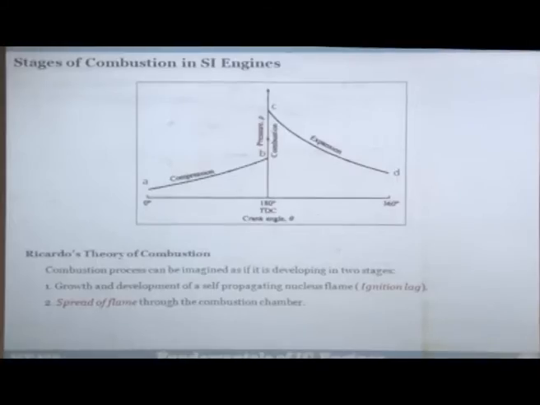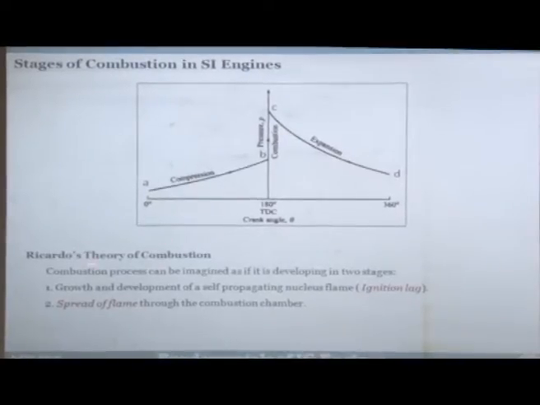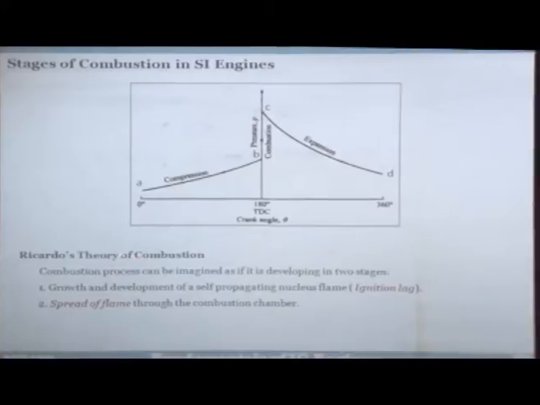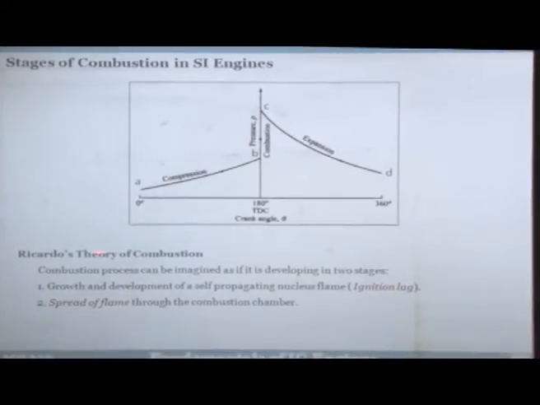Okay. So, there is a famous guy, his name was Ricardo, he is considered to be one of the father figures of IC engine development. He gave a theory of combustion which is extremely famous. It is called Ricardo's theory of combustion, which dictates how the spark ignition engine works. He says that the combustion process can be imagined as if it is developing in two stages. What are these two stages? First is growth and development of a self propagating nucleus of flame.